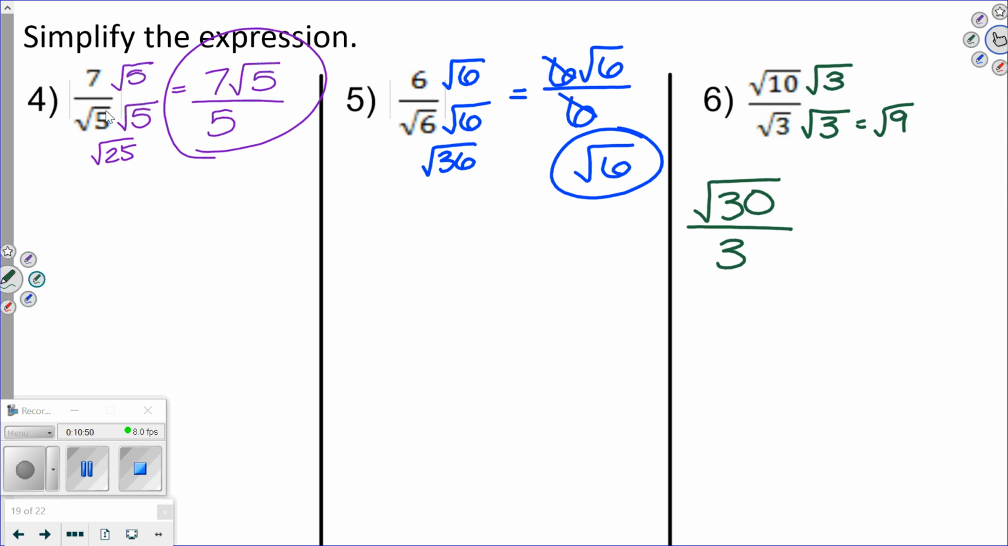Am I done, or is there any pairs hiding in the 30? If you did a factor tree on this, it would be, what, 3 and 10, 2 and 5. Is there any pairs there? No. So that means that's as simple as it can get. But we always want to get in the habit of checking that, okay?